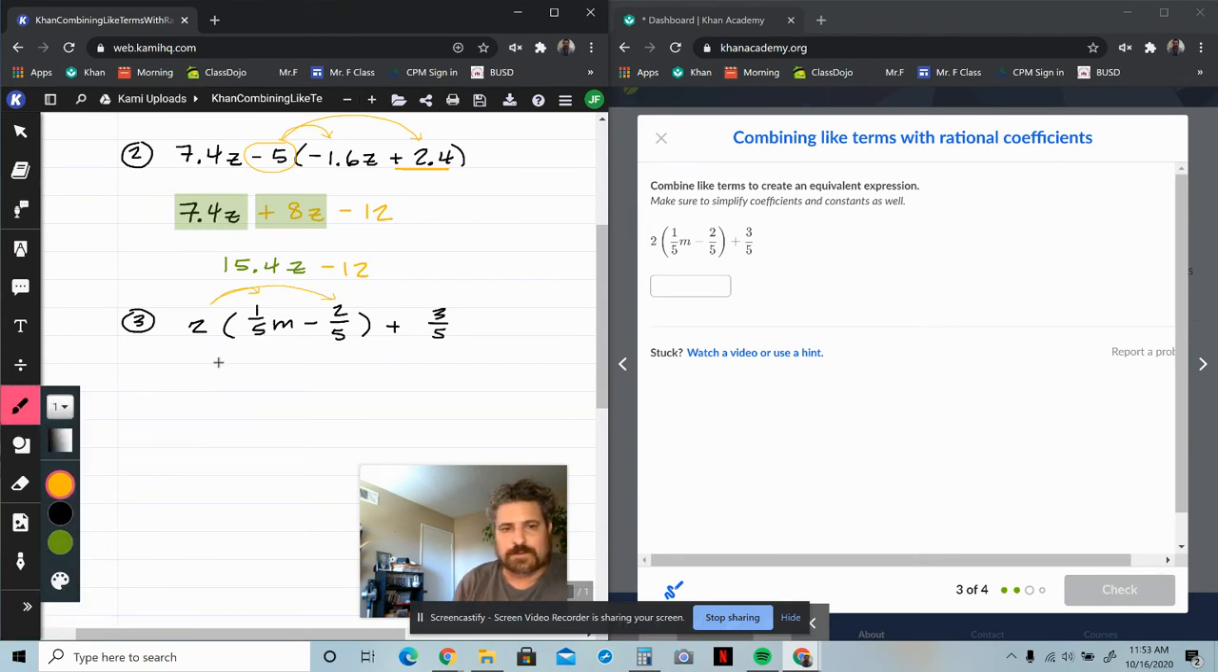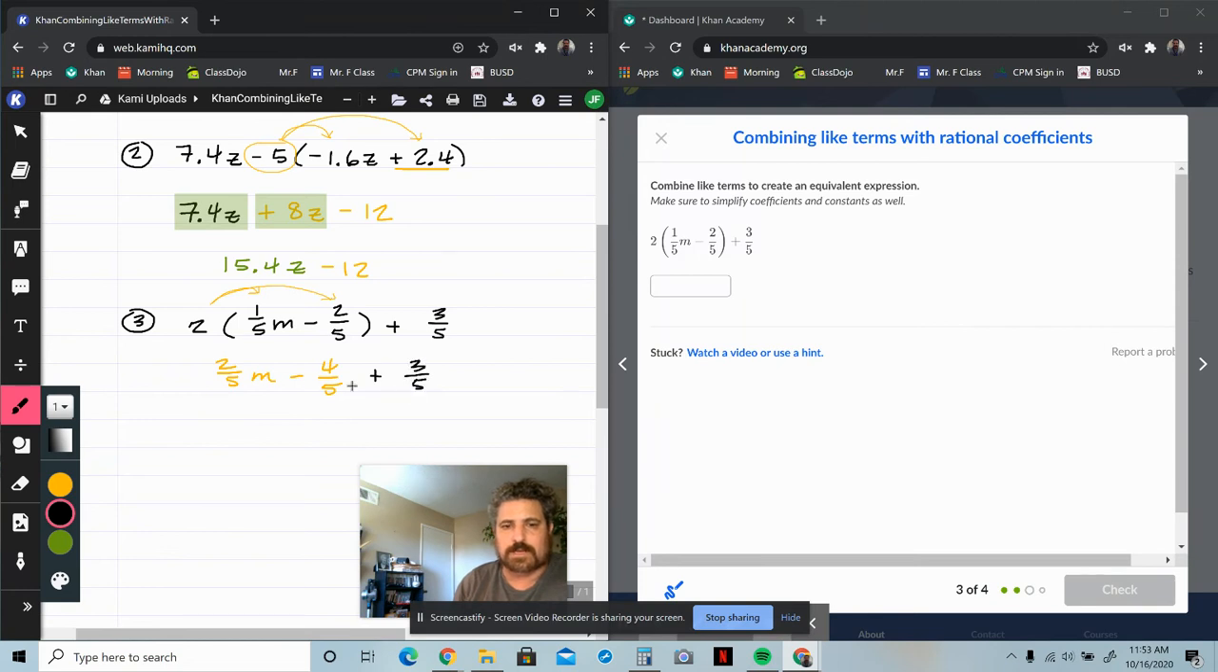2 times 1/5 is just going to be 2/5 m. And then 2 times a negative 2/5 is going to be a negative 4/5, right? Because 2 times 2 is 4, and 1 times 5 is just 5. So you end up with 2/5 m minus 4/5, and then you're going to add to that 3/5.